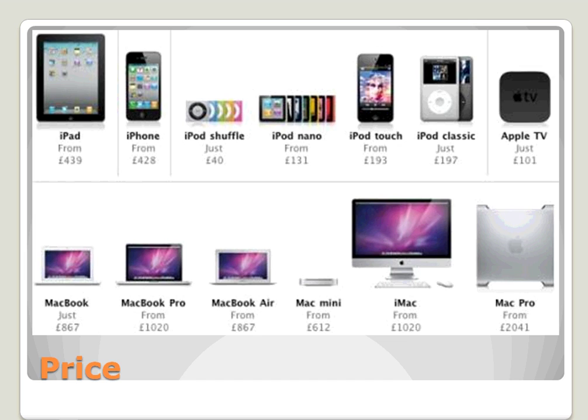Then you have the MacBook, MacBook Pro, MacBook Air. Again, those are all different products, different prices, and effectively target different consumers.